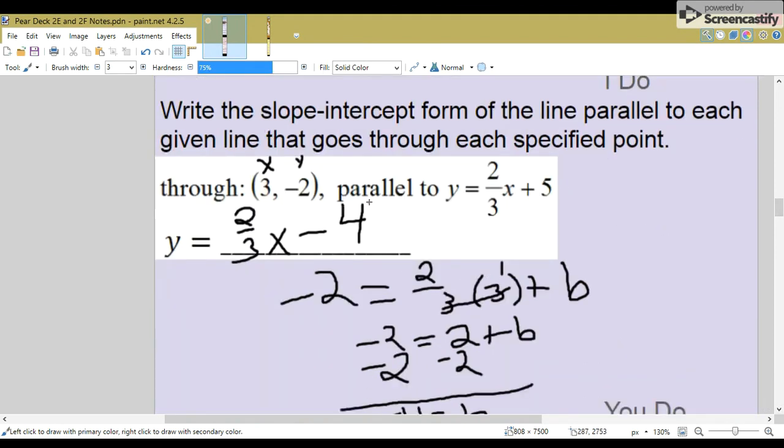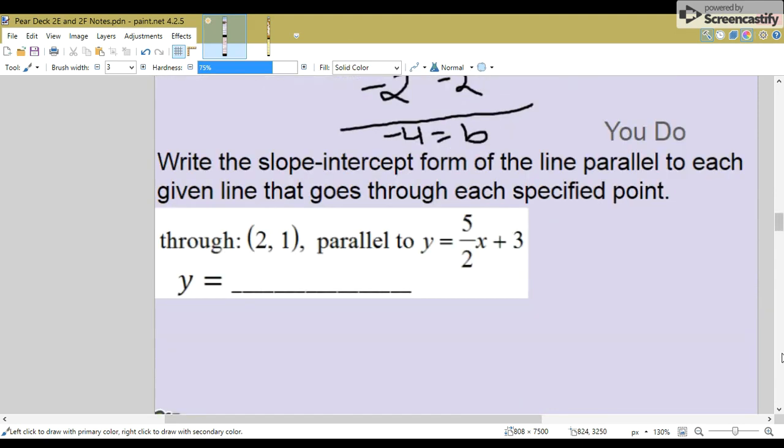So the easy part is finding that parallel slope. Once you find that parallel slope, you already eliminate half of your answer choices. From there, you have to solve for b by plugging in the y and the x that are given and solving for b.